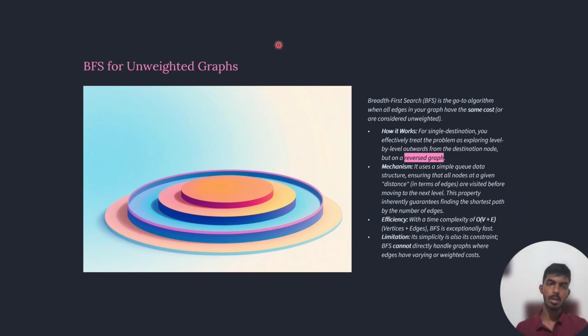Now, breadth-first search is perfect when all edges cost the same, like steps in a maze or hops in a network. For a single destination, we run BFS backward from the target on the reverse graph. It explores level by level using a queue. So the first time we reach a node, that's the shortest path in number of edges. Super fast, meaning time is basically linear, but it can't handle different weights.